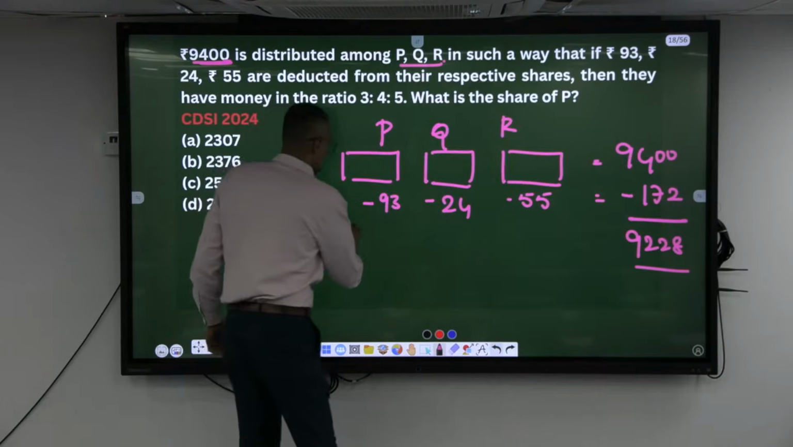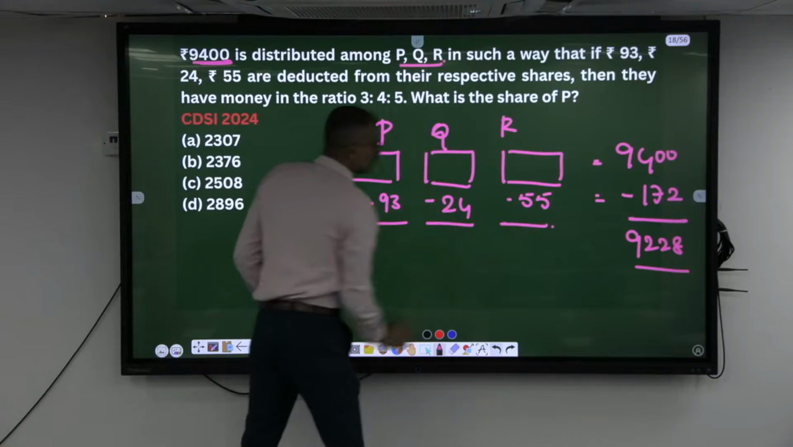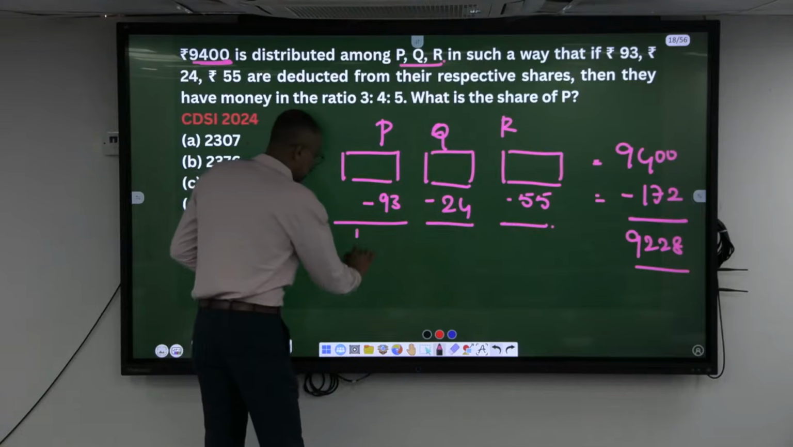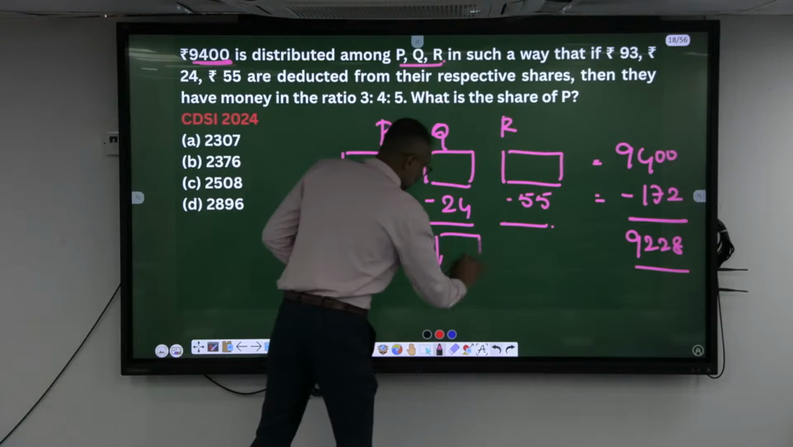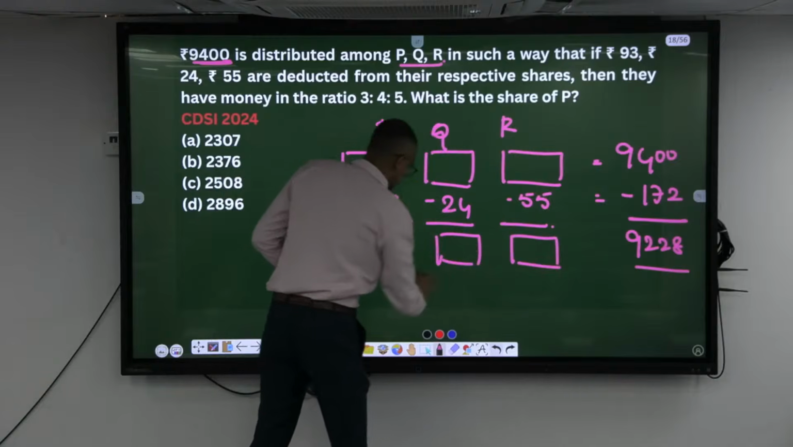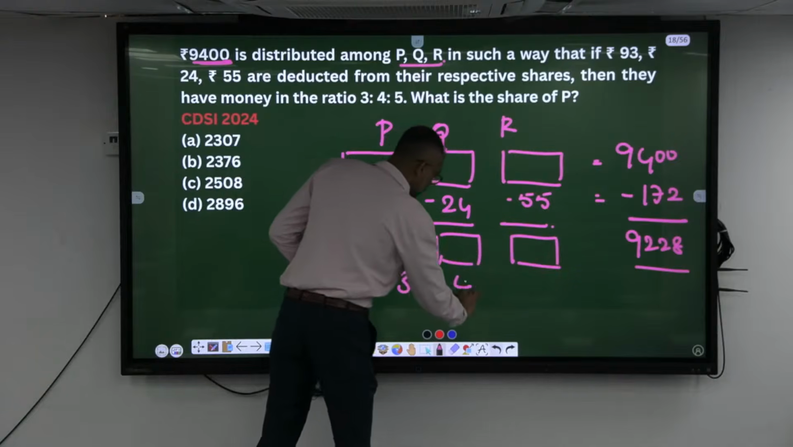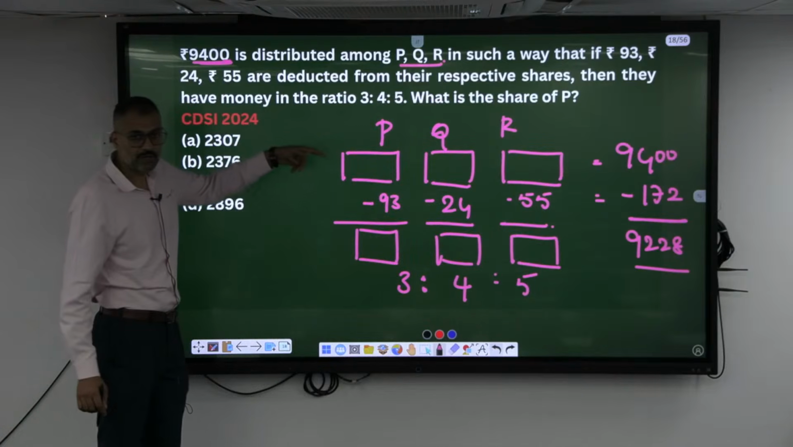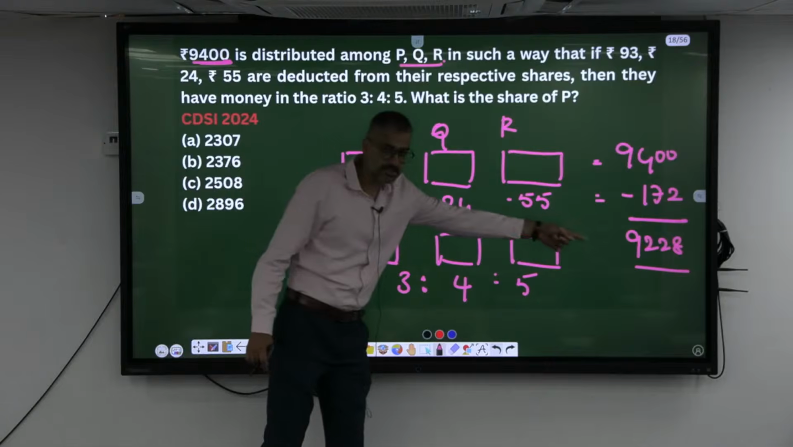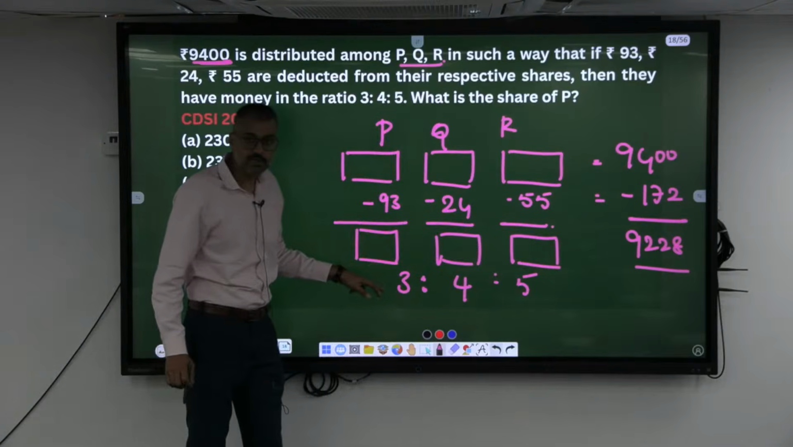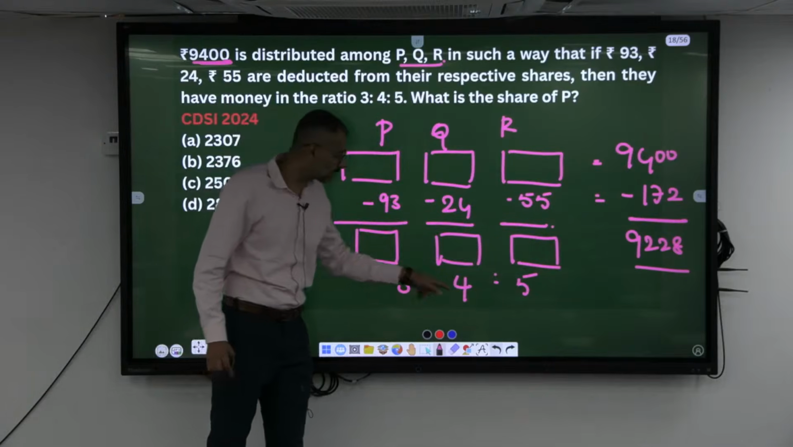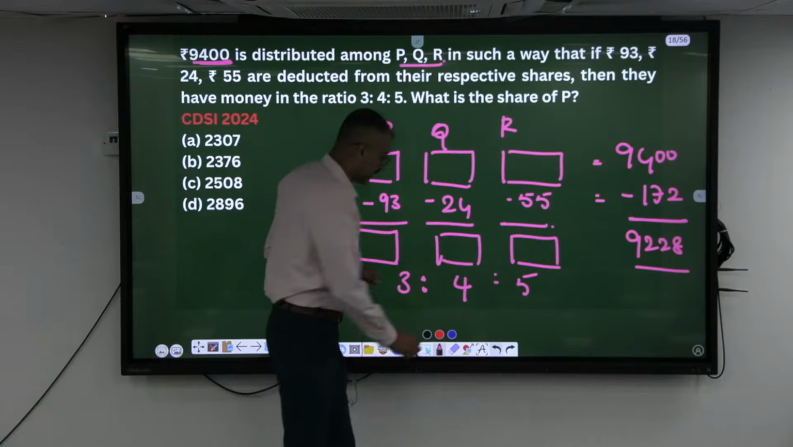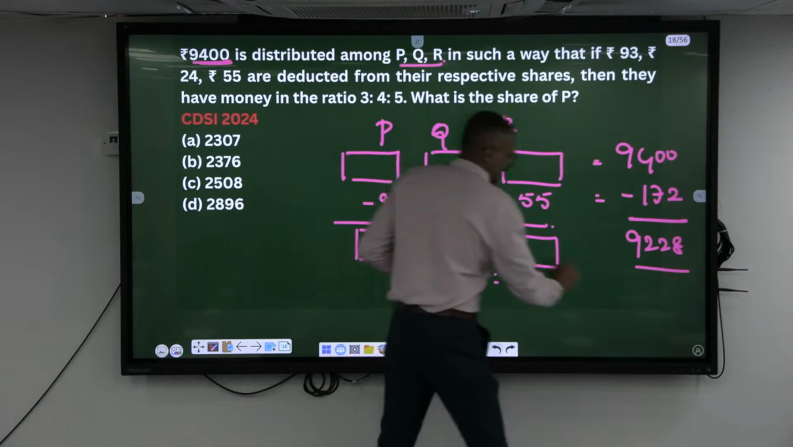If I take this money here, what is the ratio of this? The remainder money is now in the ratio 3 is to 4 is to 5. So whatever the remaining money, that has to be divided in this ratio, 3 is to 4 is to 5. So how many parts? 3 parts, 4 parts, 5 parts means 12 parts. If I divide by 12 parts, you make it into unitary always.